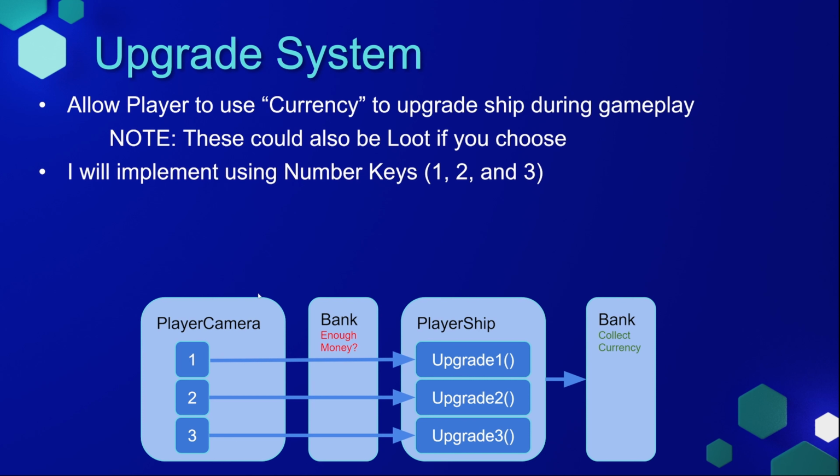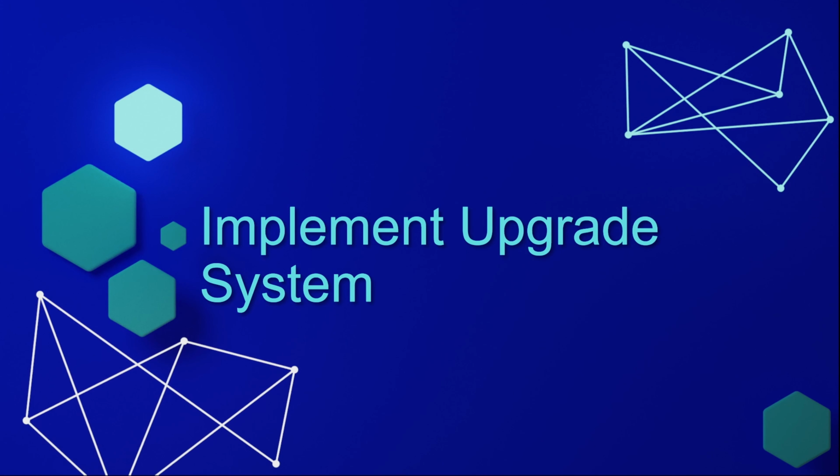And so how the system is going to work is on player camera, the player is going to press one of these three buttons to purchase an upgrade. The bank is going to see if it has enough money, and then if it does, it'll call the upgrade on the player ship, and then it's going to collect the currency from the bank to pay for it. So let's go ahead and get started implementing this upgrade system.